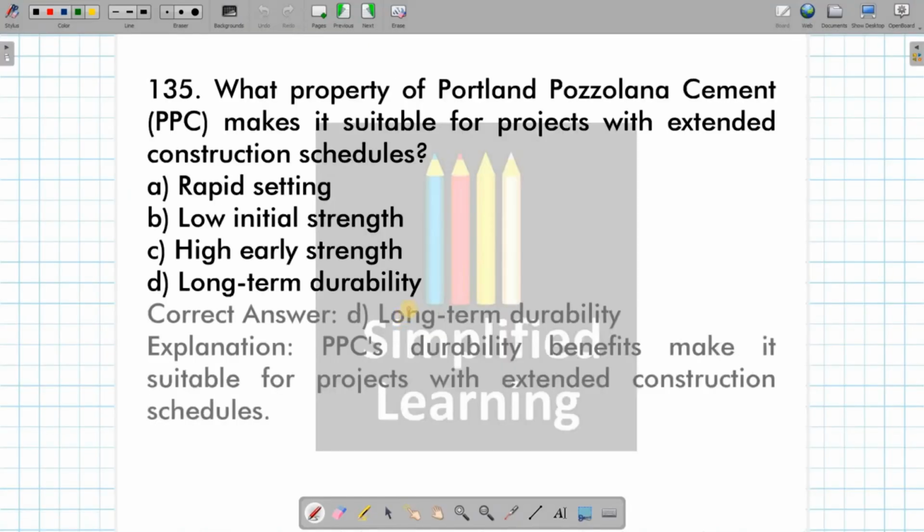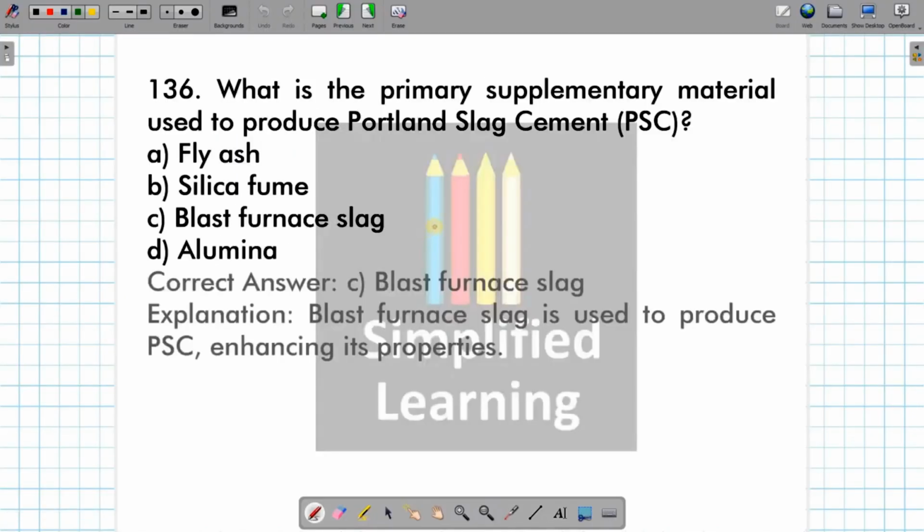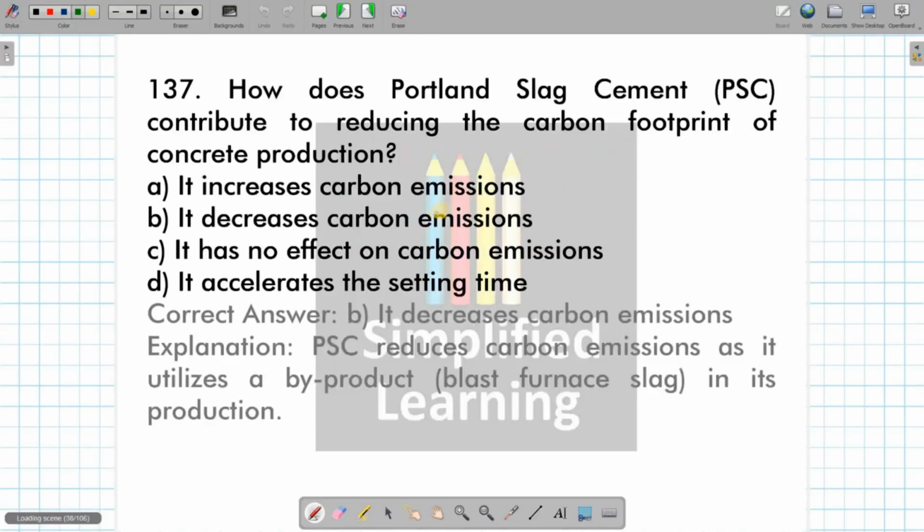Then what property of PPC makes it suitable for projects with extended construction schedules? Okay, the long-term durability offered by PPC makes it suitable for projects with extended construction schedules. Then what is the primary supplementary material used to produce Portland slag cement? Okay, the blast furnace slag is mixed so that we can have Portland slag cement.